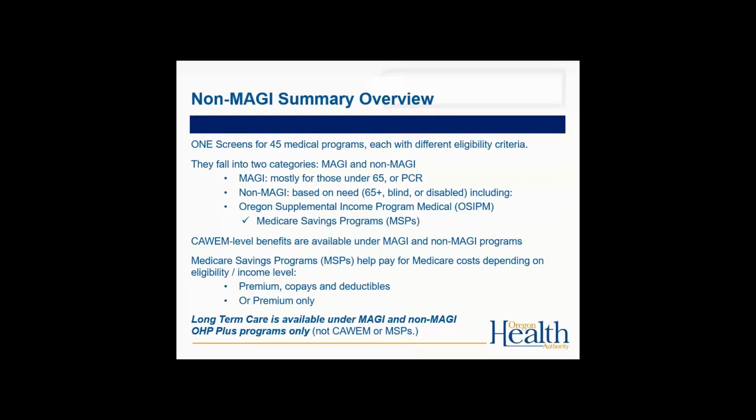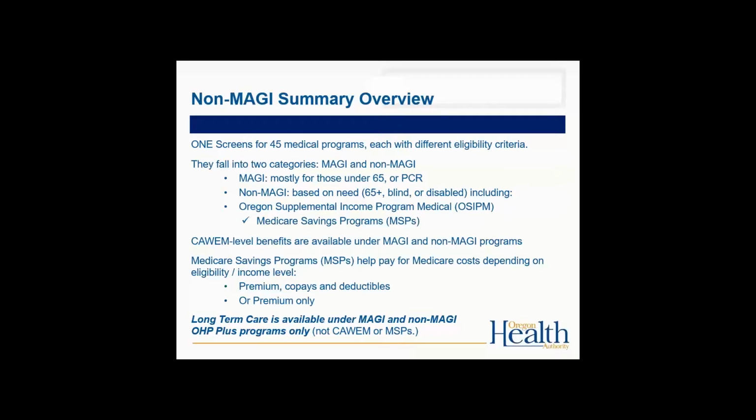The non-MAGI program, that other bucket, is based on need. It's for those who are 65 or over, blind or disabled. And each of those programs has full OHP benefits. Under MAGI, it's generally just called OHP, or MAGI OHP. But under non-MAGI, it's called OSIP-M, Oregon Supplemental Income Program Medical. Those are the same benefit package, but for two different groups of people with two different sets of eligibility criteria.